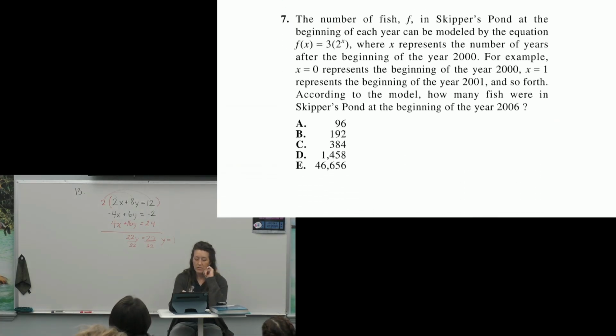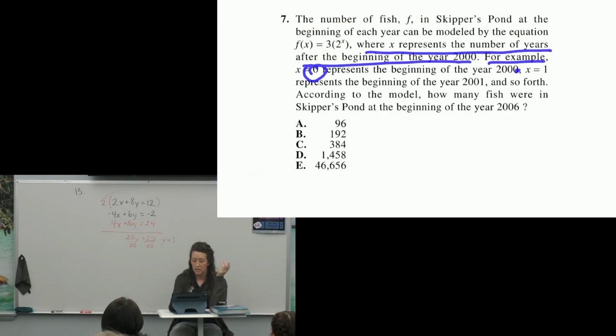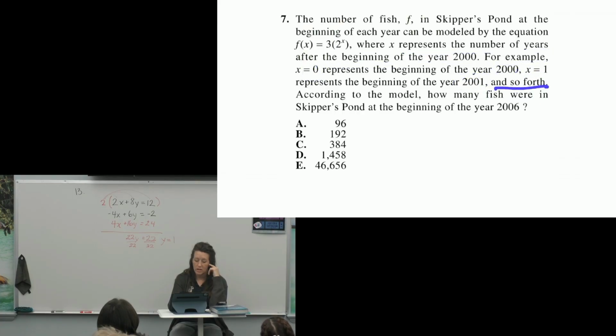Okay, the number of fish in Skipper's Pond at the beginning of the year can be modeled by this equation. We've got this exponential equation where x represents the number of years after the beginning of the year 2000. For example, 0 represents the beginning of 2000. X equals 1 is 2001 and so forth. According to the model, how many fish were in Skipper's Pond at the beginning of 2006? What would my x be at 2006?